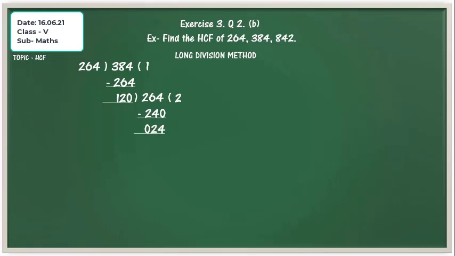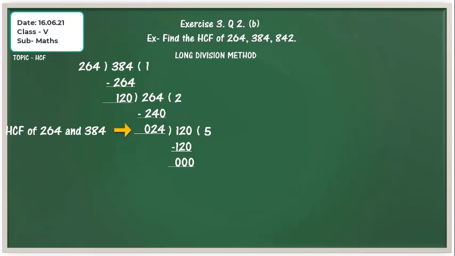Again 120 will become our dividend and 24 will become divisor, and we'll divide it further, and here we got the remainder as 0, which means we have completed this division. So the last divisor is our HCF, which is 24. But here 24 is the HCF of 264 and 384 only. We still need to find the HCF of the third number.